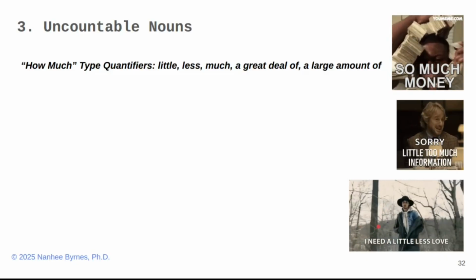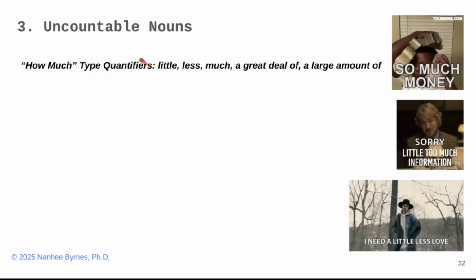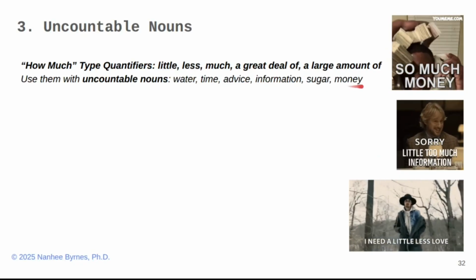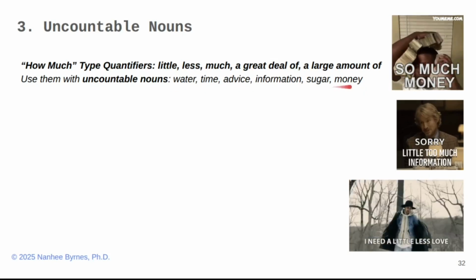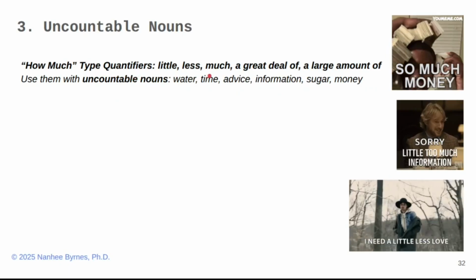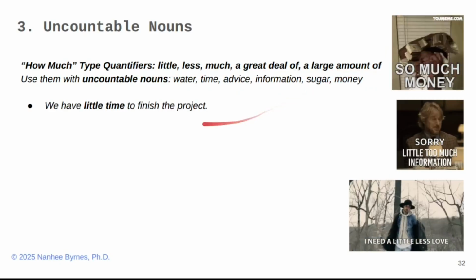3. Uncountable nouns. How much type quantifiers. Now, for uncountable nouns like water, time, advice, information, sugar, or money, we can't count them individually. So instead of using many or a few, we use quantifiers that describe amount rather than number.